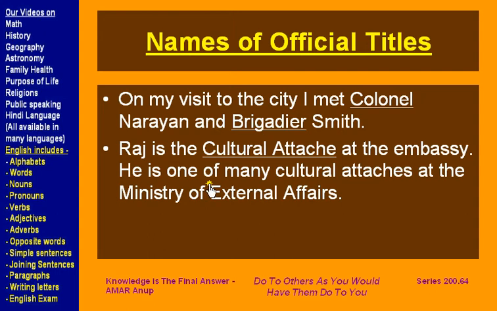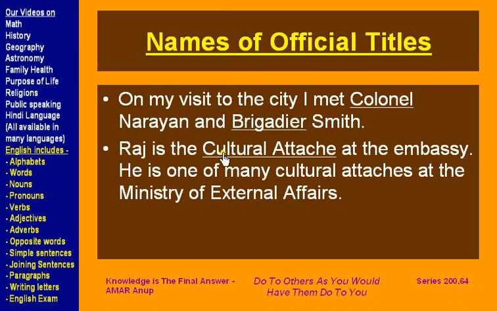Another example, Raj is the Cultural Attaché at the embassy. He is one of many cultural attachés at the Ministry of External Affairs. So Cultural Attaché is an official title. When we are talking of the official title, see the C in Cultural and A in Attaché are capitalized.